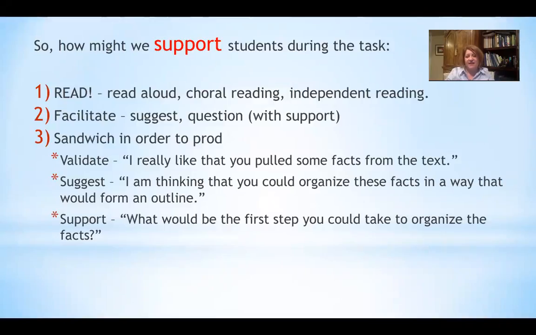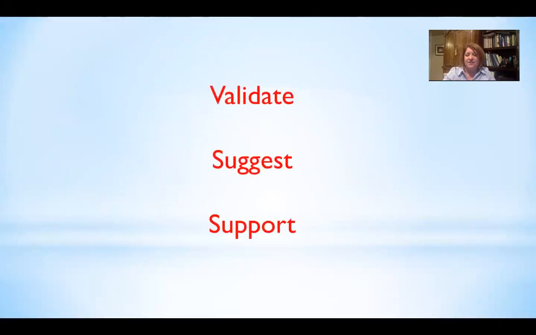So I might validate: I really like that you pulled some facts from the text. Or I could suggest: I'm thinking that you could organize these facts in a way that would form an outline. And I would show them what an outline is. I just wouldn't do the outline for them. And then I might say something like, what would be the first step to take? You validate, you suggest, and you support to get the students to doing the doing.